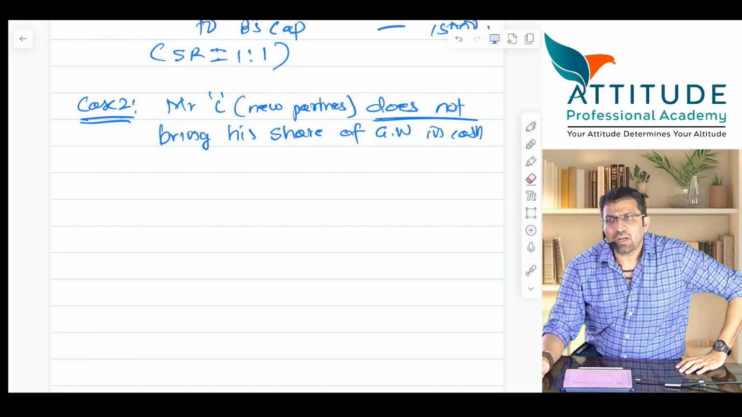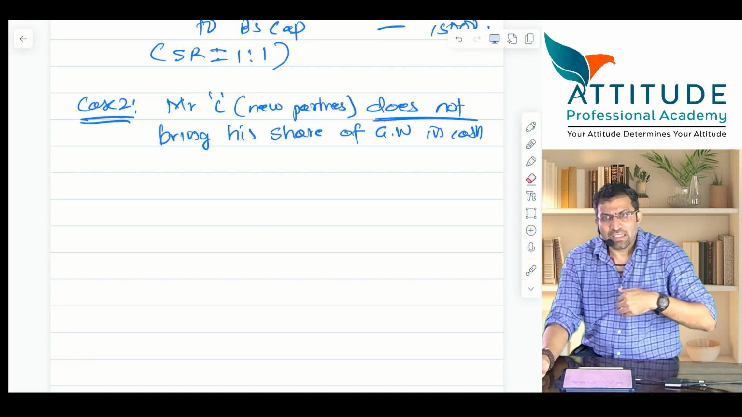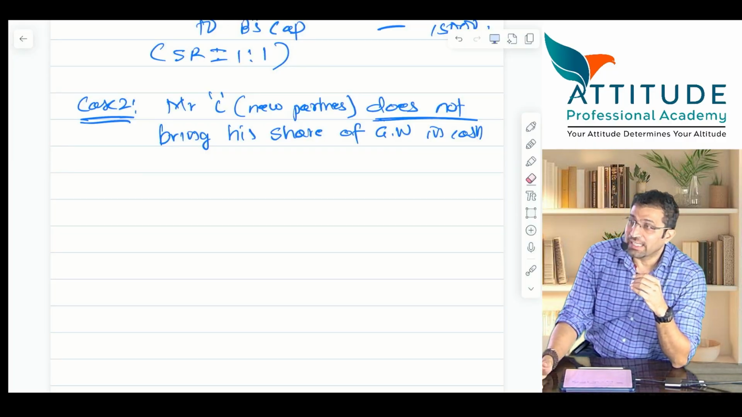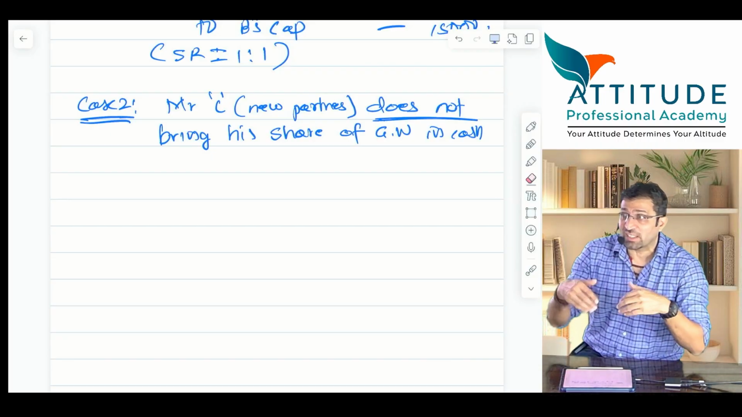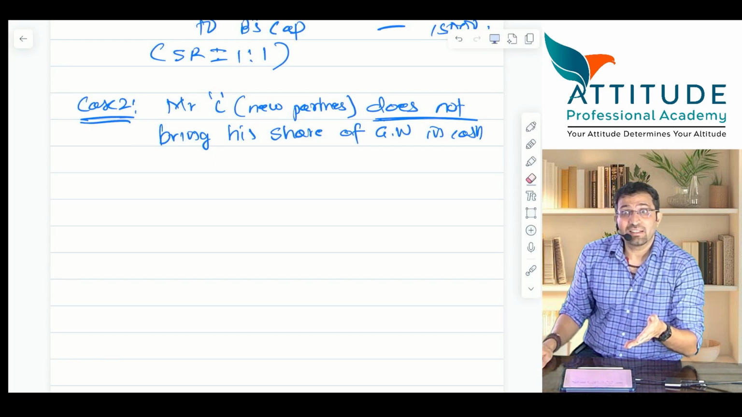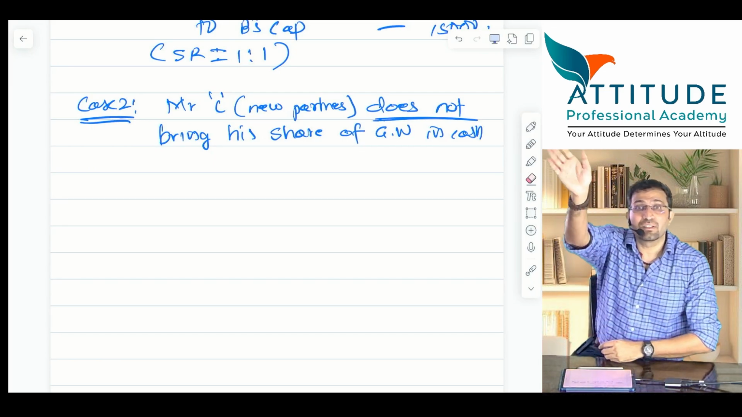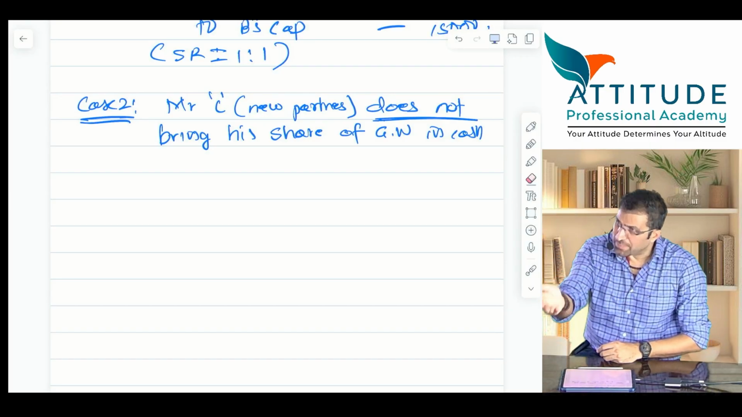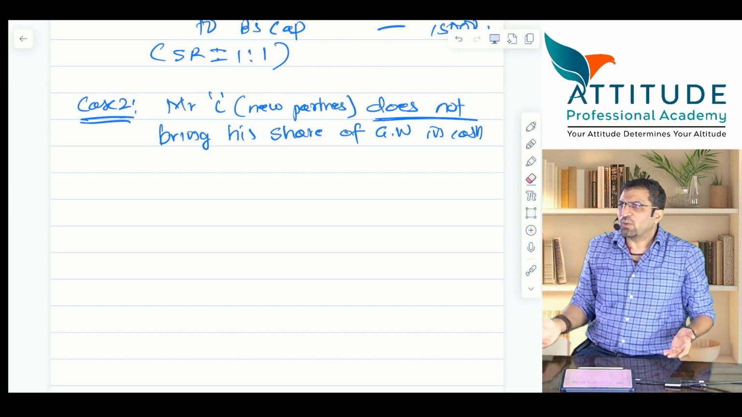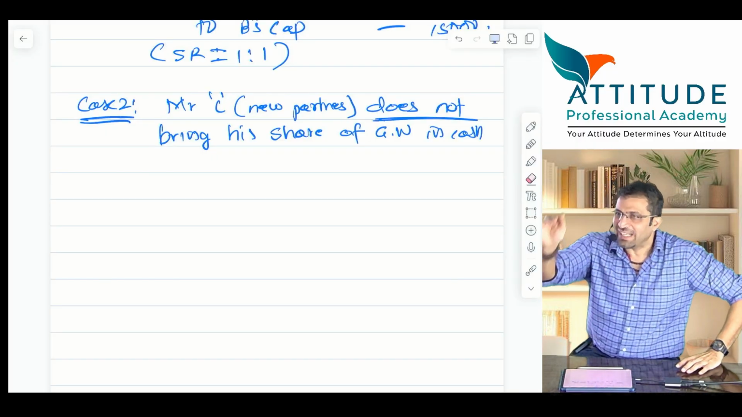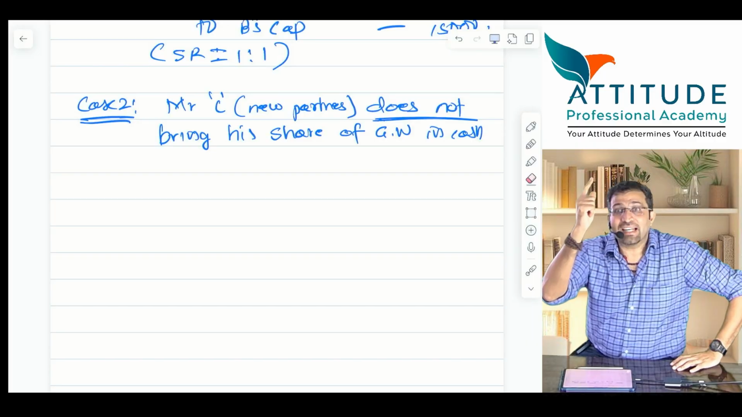Yes or no? Now tell me, if I don't bring in cash, what will you say? Forgiven? No, I am not going to leave it. We are the sacrificing partners; we are sacrificing, not gifting. Understood? For the sacrifice I have to bring it, but I don't have the cash. Still you will pass the entry. What will you tell the new partner? Don't worry, anyway you have brought in capital, I will reduce your capital. Entry.